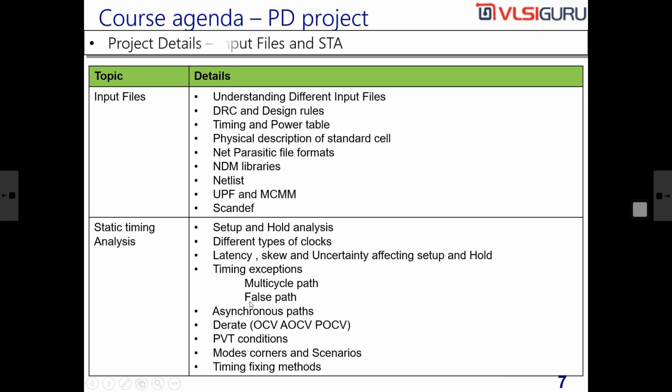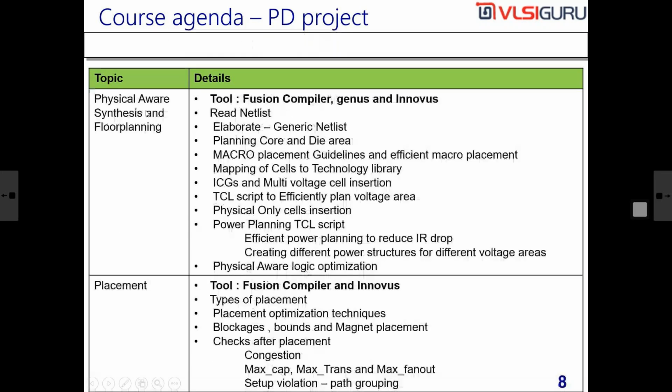Next we discuss physical aware synthesis and synthesis, right? All these things about physical aware synthesis and floor planning. Synthesis and floor planning we will do. Then we will do placement. I already discussed what is placement of cells. So types of placement, placement optimization. While controlling the placement, how can we control the placement of cells?